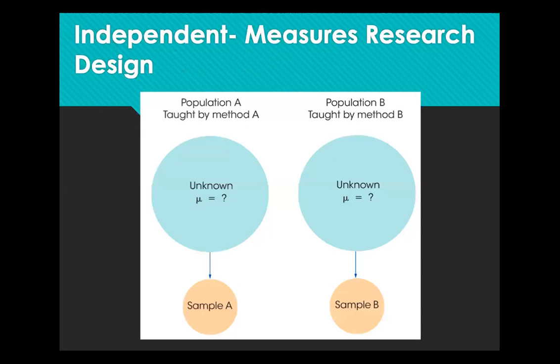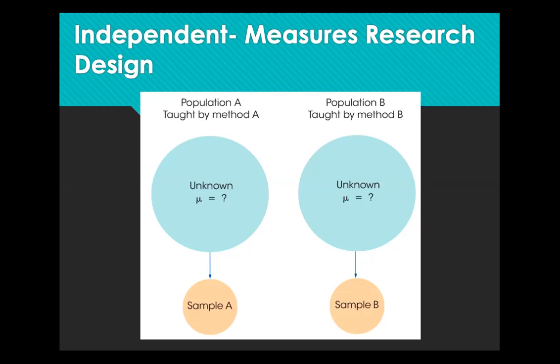Okay, here's another graphic depiction of the independent measures research design. So in this graphic, what it's showing you is that there are two separate samples that are used to obtain information about two unknown populations or maybe treatment conditions, right? So in this case, perhaps the research question is, do social skills scores for children with behavioral difficulties taught by method A differ from the scores for children taught by method B?